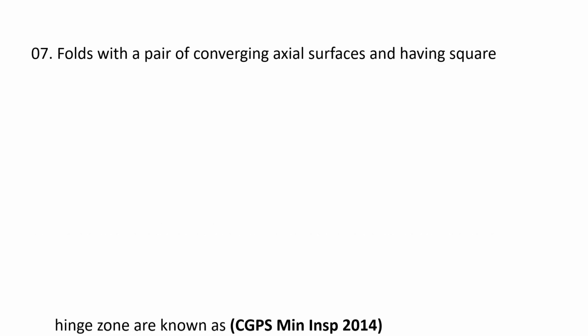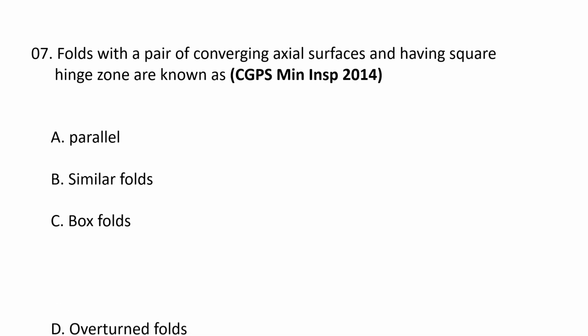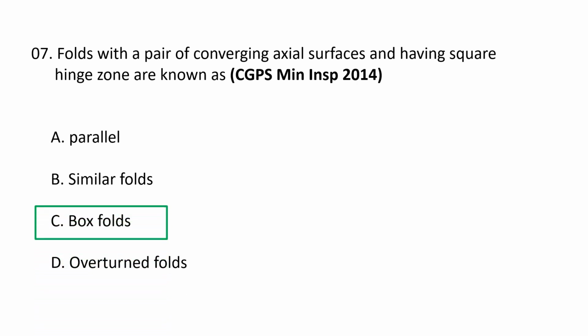Next question. Folds with a pair of converging axial surfaces and having square hinge zone are known as A. Parallel folds, B. Similar folds, C. Box folds, D. Overturned folds. Folds with a pair of converging axial surfaces and having square hinge zone are known as box folds. C is the correct option.